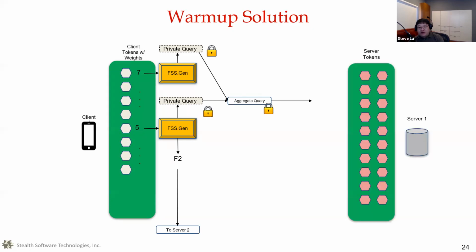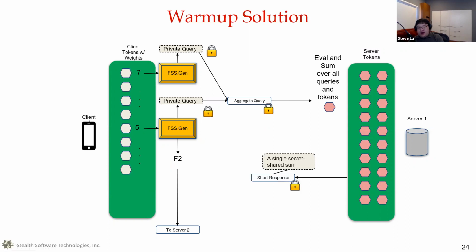For the ones that go to server 1, what does server 1 do? The server has a bunch of tokens, and what it does is just eval and sum over all queries and all tokens. So for every single one of these queries and for every single one of these tokens, you're going to do an eval, and then you're going to sum up all the results. The response is actually a short response. It's just a single secret shared sum, where the secret sharing is between server 1 and server 2, which does the same thing on the other side of the page, and they both give back a single short response to the client.